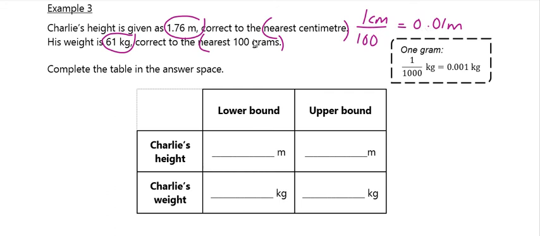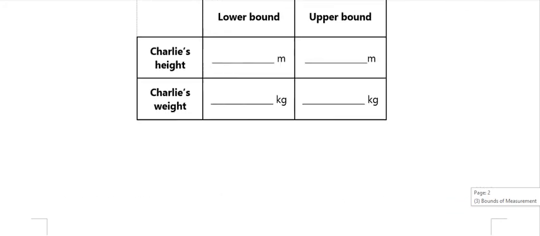And for the 100 grams, because your weight is given in kilogram, right? So you have to convert this 100 grams into kilograms. So here I have given the units for the accuracy. So this is actually nearest 0.001 kilogram. So basically you have to complete the table here. So you have to find the lower bound and the upper bound for the height and weight. So over here, okay, let's start.